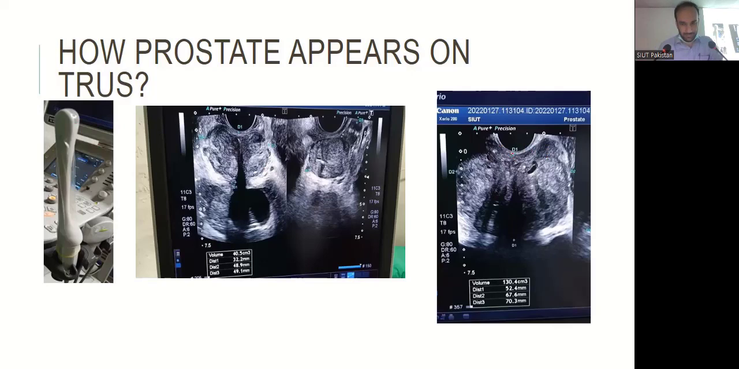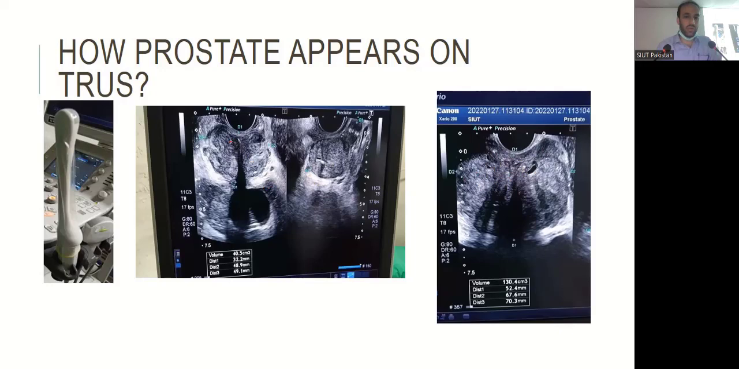These are the images of the prostate, the heart-shaped image of the prostate. This is the capsule of the prostate, and this is the peripheral zone, homogeneous. This is a cystic lesion of the prostate, and this is a calcification of the prostate. This is an enlarged prostate. This is a real picture from our center, and the prostate volume is 130.